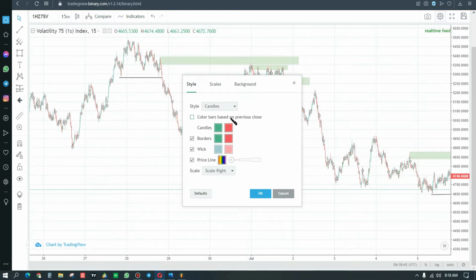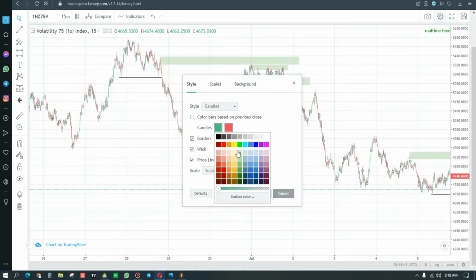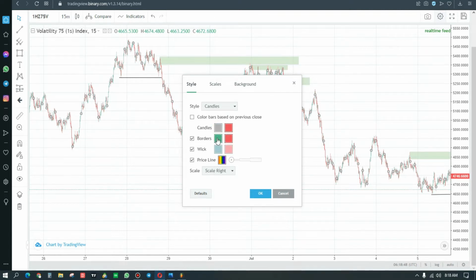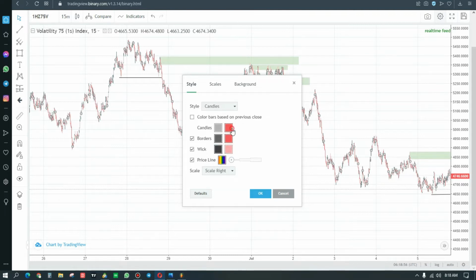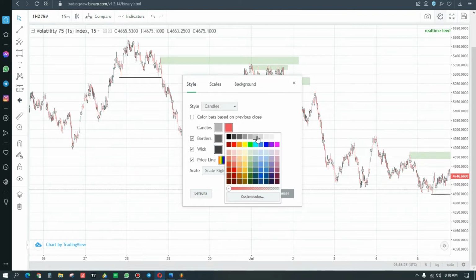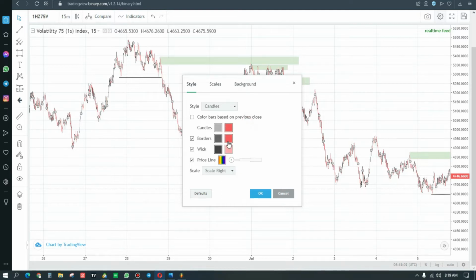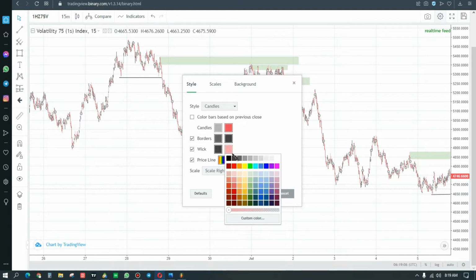I like my candles to look gray and the bodies to look black. You can customize your candles to anything that you want. This is for amateur traders. If you already know about this, you can just ignore it, because I just logged on to this website right now. I'm just trying to make my charts look clean.